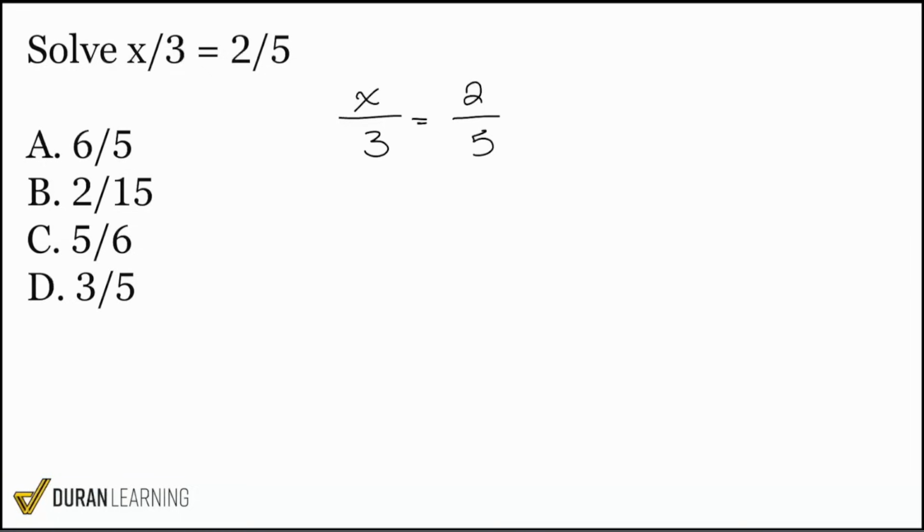So everybody tell me here, on the x, what operation is this 3 doing to the x? Yeah, we're currently observing division. X over 3 means x divided by 3. So all we have to do is ask ourselves, what is the opposite of dividing by 3? Hit me, everybody. Yeah, multiply by 3. So we'll go ahead and do that here. I'll multiply both sides by 3.